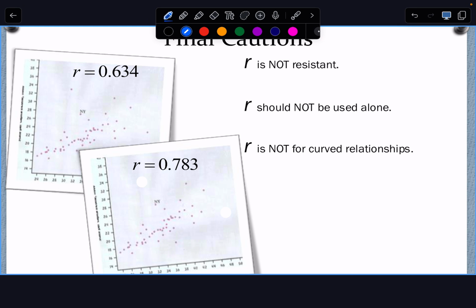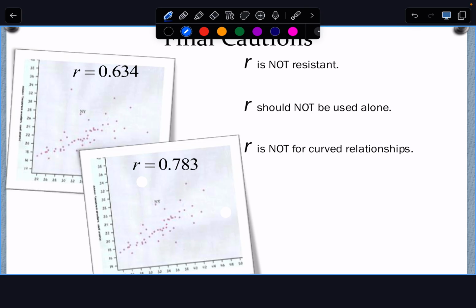We already discussed R should never be a value given alone. You should have a graph of some kind that indicates we do have a linear association, because if it's not linear, that correlation value becomes meaningless. And then, as we already discussed multiple times, we do not use R, we do not use correlation for nonlinear relationships.